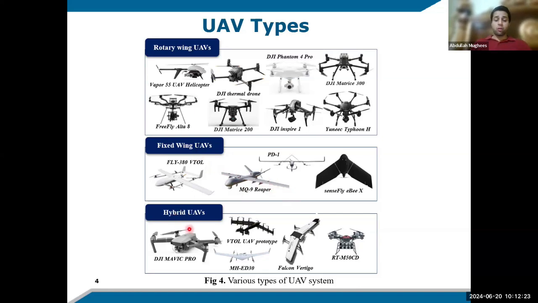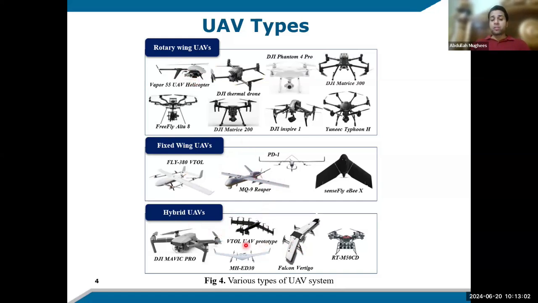Then nowadays we have hybrid UAV systems. What we have here is fixed wings as well as rotating wings, so they have double the capacity. The benefit of fixed wings is that they can fly for a longer time. The benefit of rotary wings is that they do not need a runway to take off from a position, and they can perform aggressive maneuvers, take sharp turns, and go quickly from here to there.